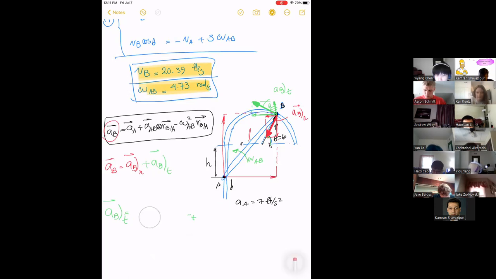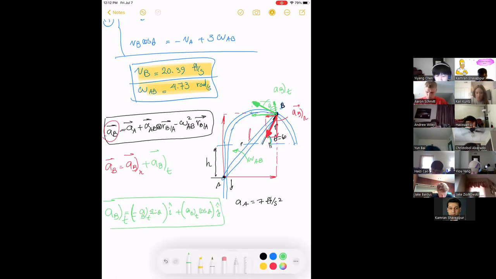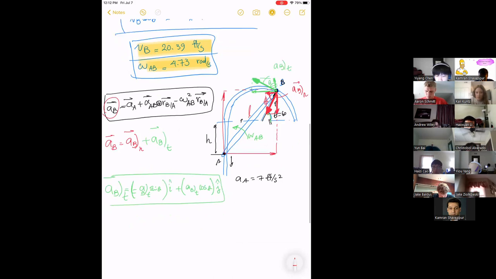Let me write it nice. Minus ABT sine theta I plus ABT cosine theta J. This is the tangential component. For the normal, this is the horizontal component, which is negative, this is the vertical component, which is also negative, and this angle is theta. So AB normal as a vector is going to be minus AB.